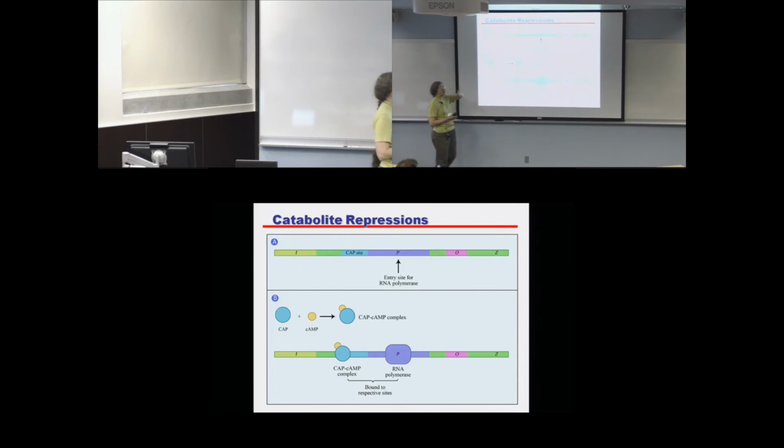In addition to the negative control, the repressor binding to the DNA and saying, you shall not pass to the polymerase, there is a positive control mechanism as well. And this one is called the catabolite repression. All that means is that it is based upon the breakdown of glucose, glucose catabolism.